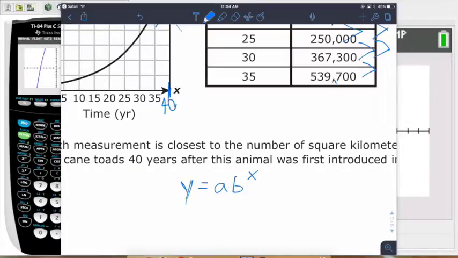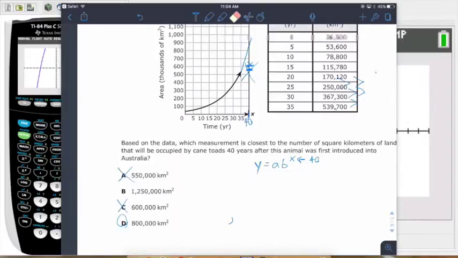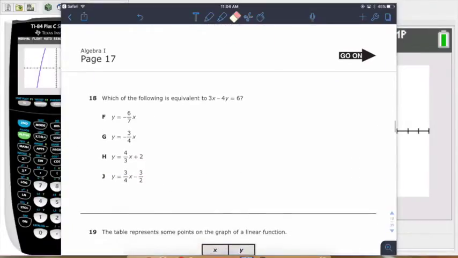But if you get that equation, you could just plug in 40 for your x to get an estimation of what that should be, to get a closer answer. But I would just use logic there. 1.25 is way too high, and then the 550 and the 600, those are a little too low. So D is probably your best option on that one.